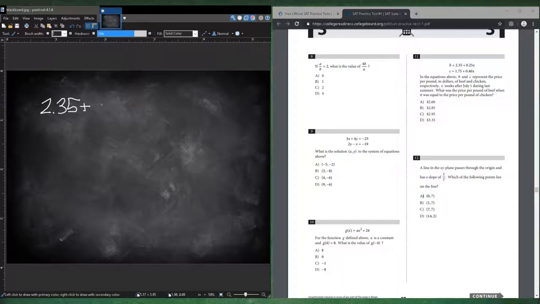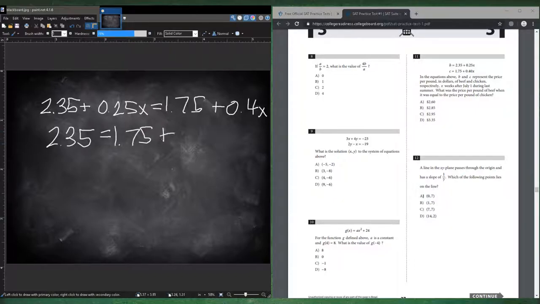So 2.35 plus 0.25x is equal to 1.75 plus 0.4x. This is just another system of equations problem, but now you're only looking for one answer. Usually I want to keep the constant in front of the variable x positive, so I'll subtract 0.25x from both sides. That leaves 2.35 equal to 1.75 plus 0.15x. Then I subtract 1.75 from both sides, which gives me 0.6 is equal to 0.15x. So x is equal to 4.